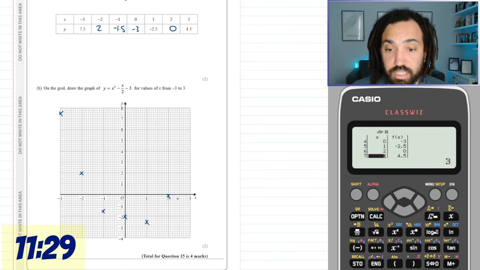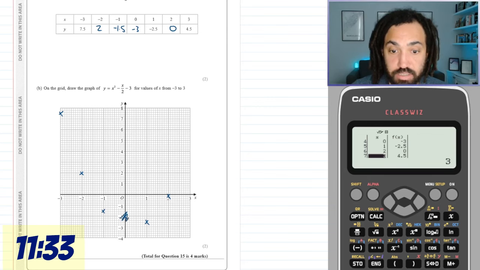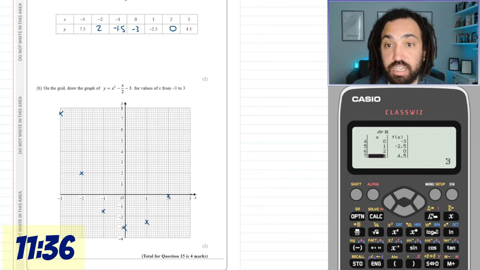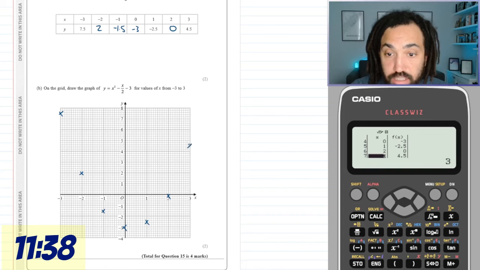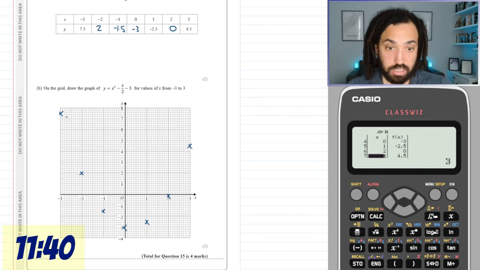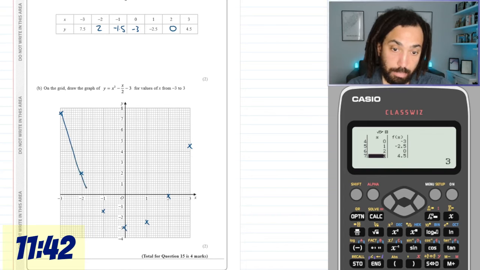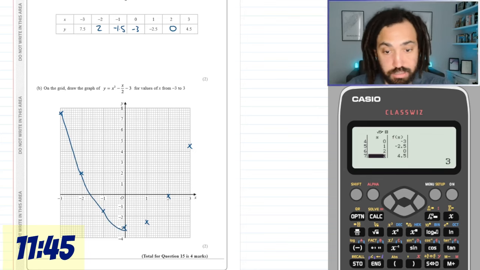That seems a bit funky. And 3 is at... Oh, I've made a mistake, that's why. That should be there. Okay, good checking. It's always got to make this beautiful U shape. So it's going to come down like that.